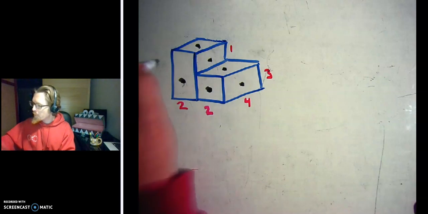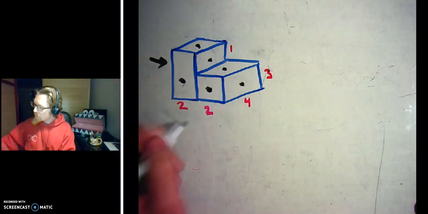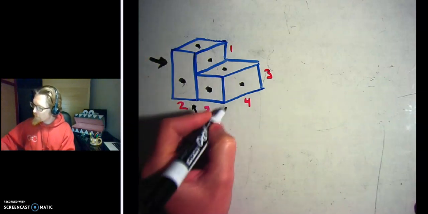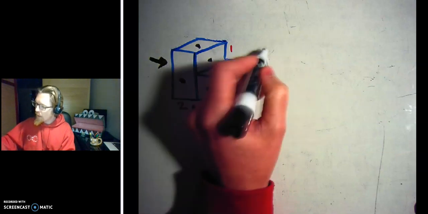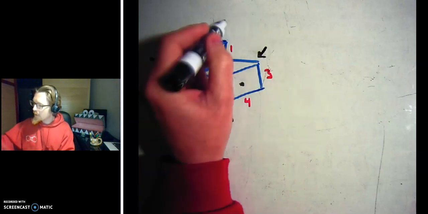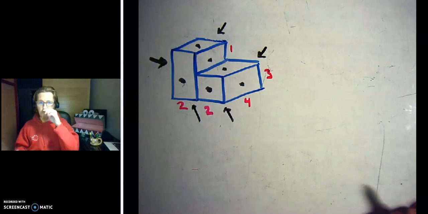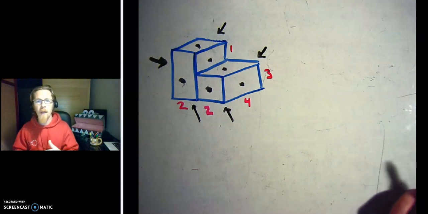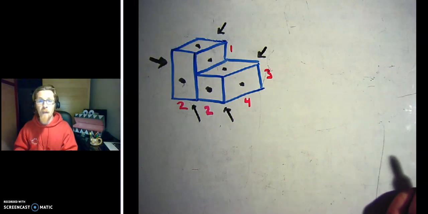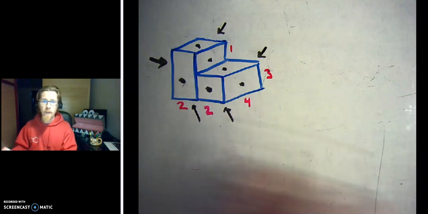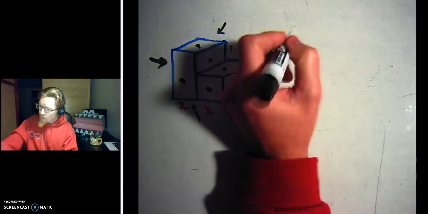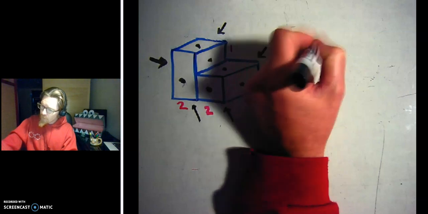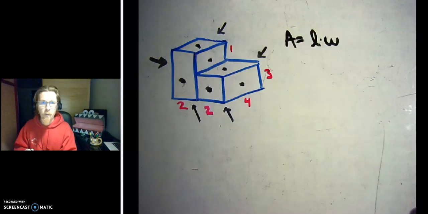And I want to remember when I find surface area, sometimes there are hidden faces, like underneath, and the back side of this thing here, and the back side of this thing here. So I need to remember that when I find the surface area. Now it looks like every face of this object is a rectangle, and we know that the area of a rectangle is the length times the width.